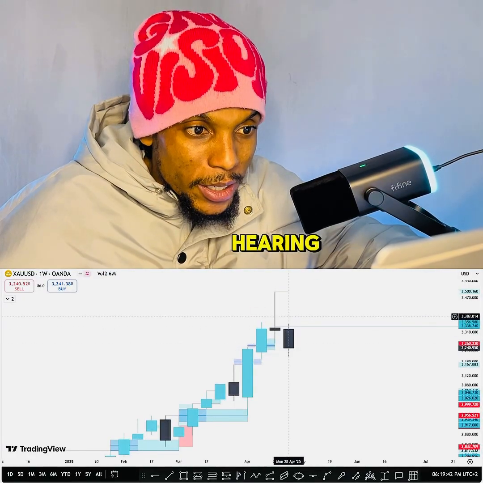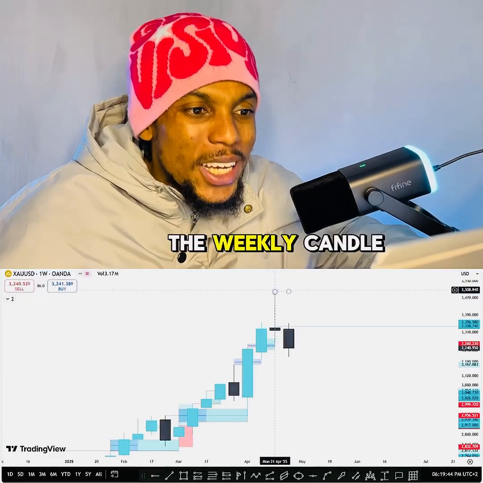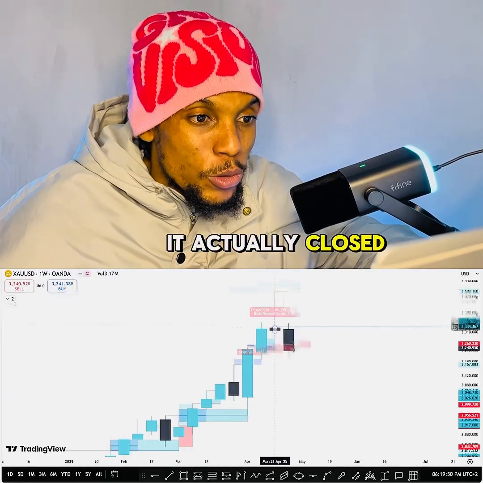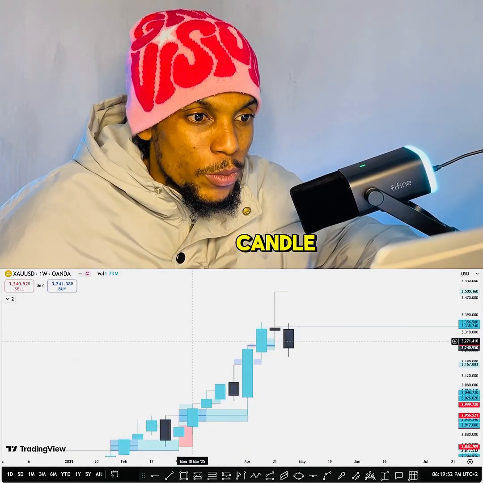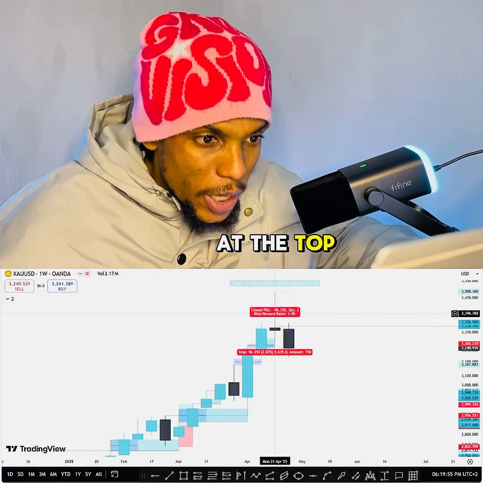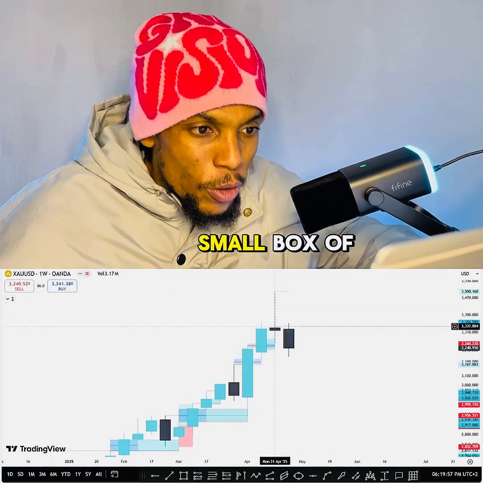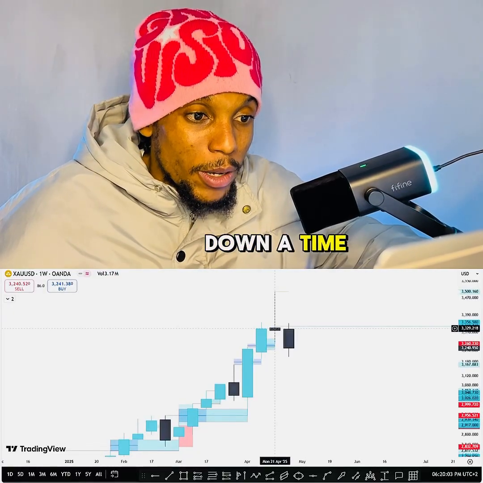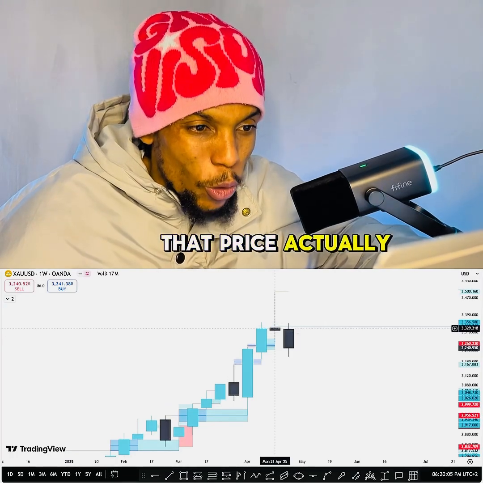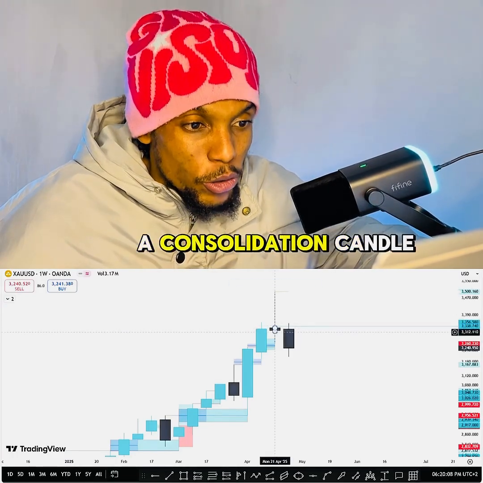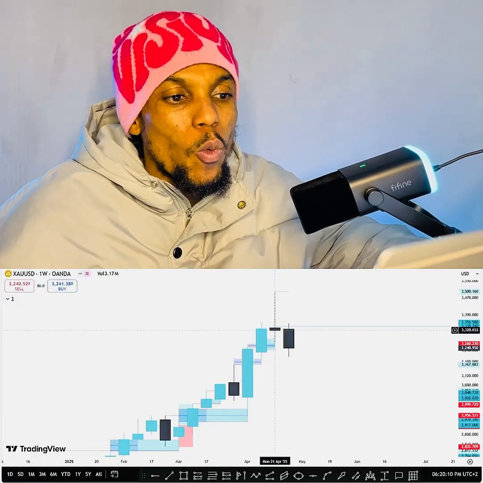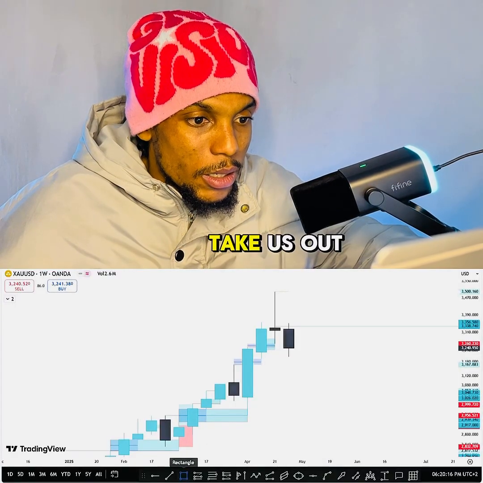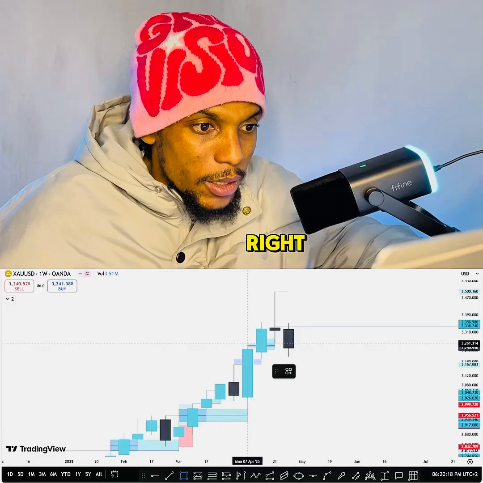And with the news that I'm hearing and how the weekly candle closed, it closed as a consolidation candle instead of maybe a bullish candle. What is a consolidation candle? When we have a wick at the top and a wick below and then a small box of a candle in the middle. That is consolidation. If you go down some time frames lower, you would see that price actually consolidated here. So that is what we call a consolidation candle. So these were reasons why I felt price was definitely going to take us out, right?